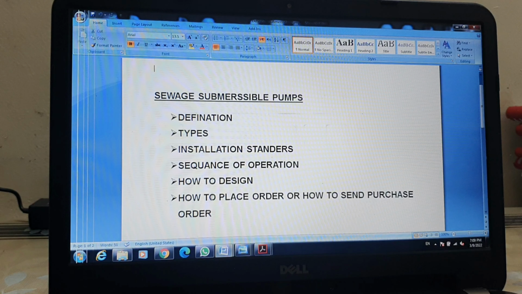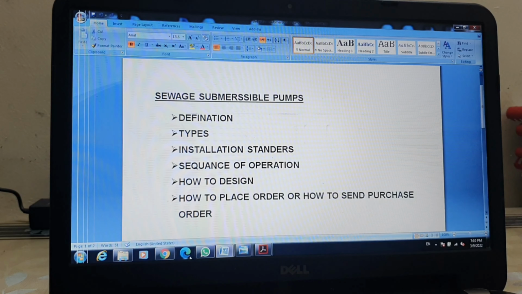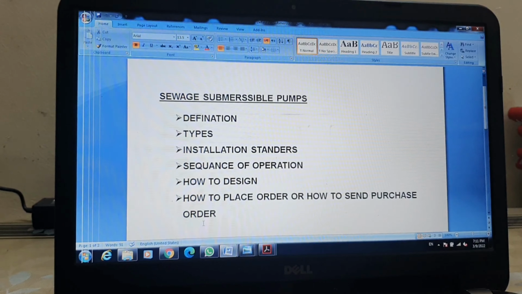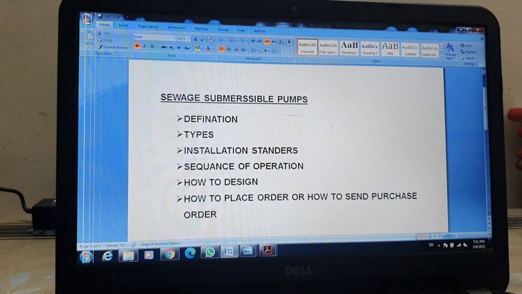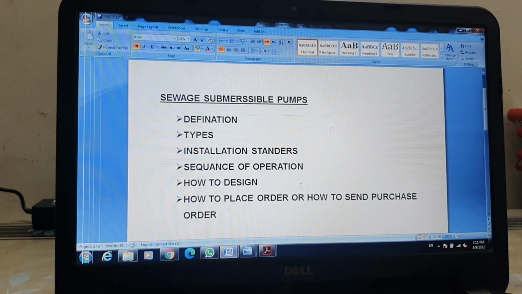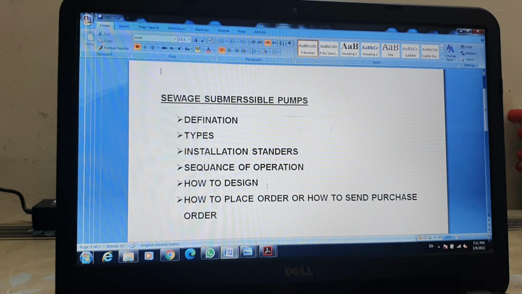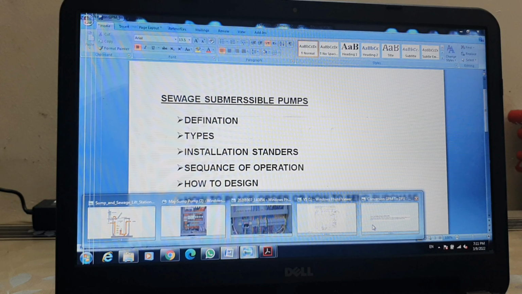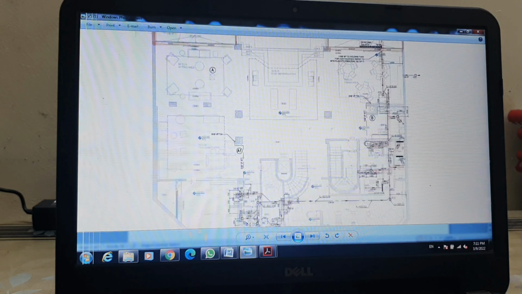First, our priority is how to design. I would like to give you a brief explanation of how to design, especially for this sewage submersible pump. Please have a look at this drawing.